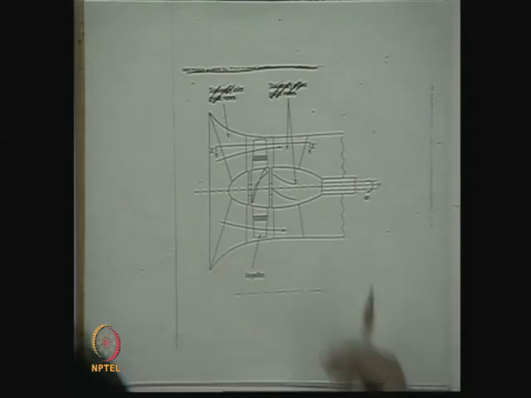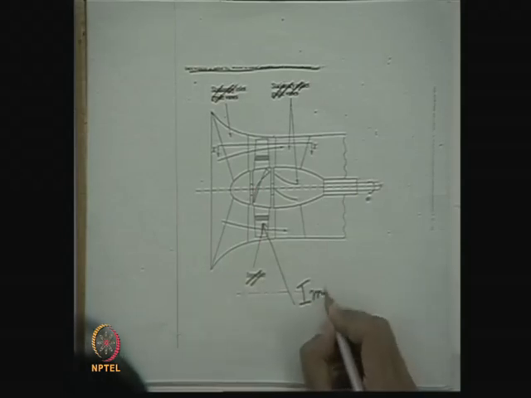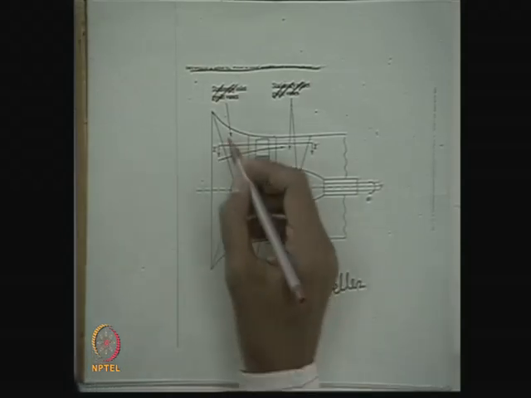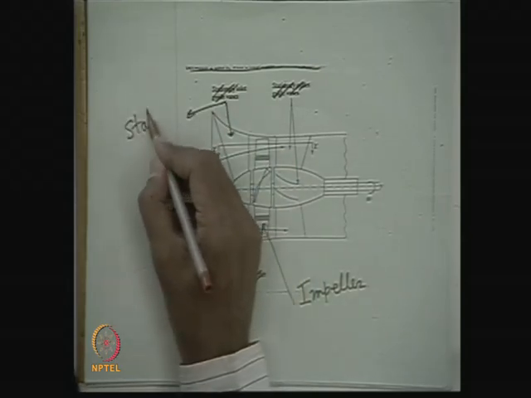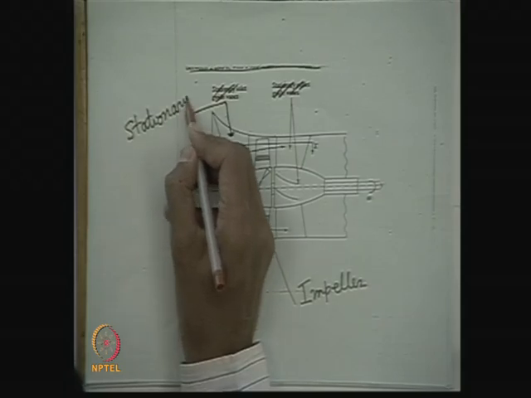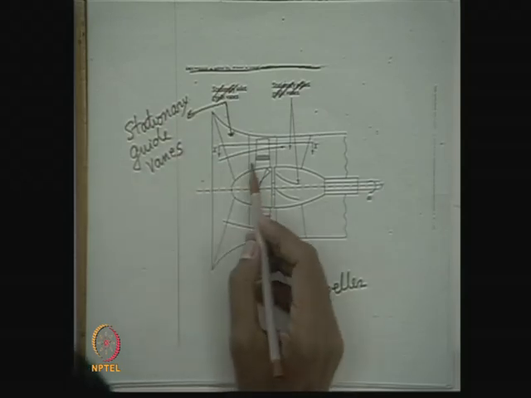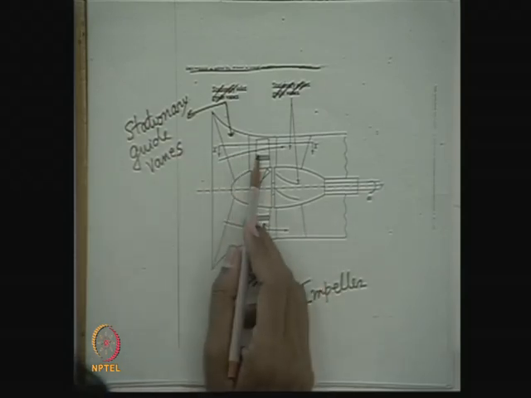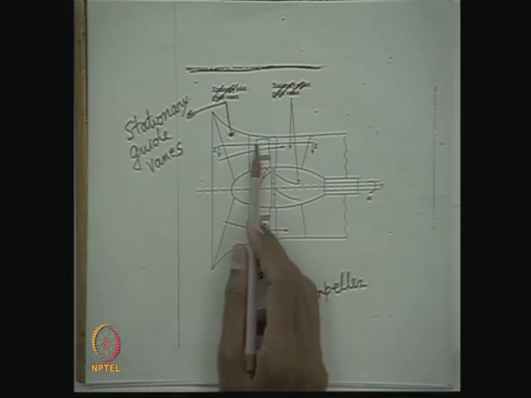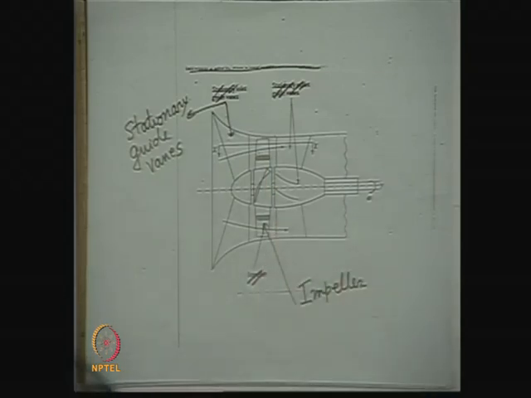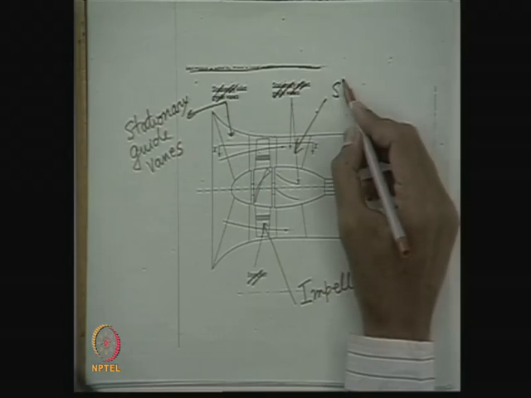So these are the inlet. So therefore, you see, this is the impeller. You cannot see it clearly. I write it here: stationary guide vanes. The purpose of the stationary guide vanes is to direct the fluid in the correct way to these impeller blades, so that they can enter the impeller blade without any shock. The most important part of an axial flow machine is these stationary blades, stationary outlet guide vanes.